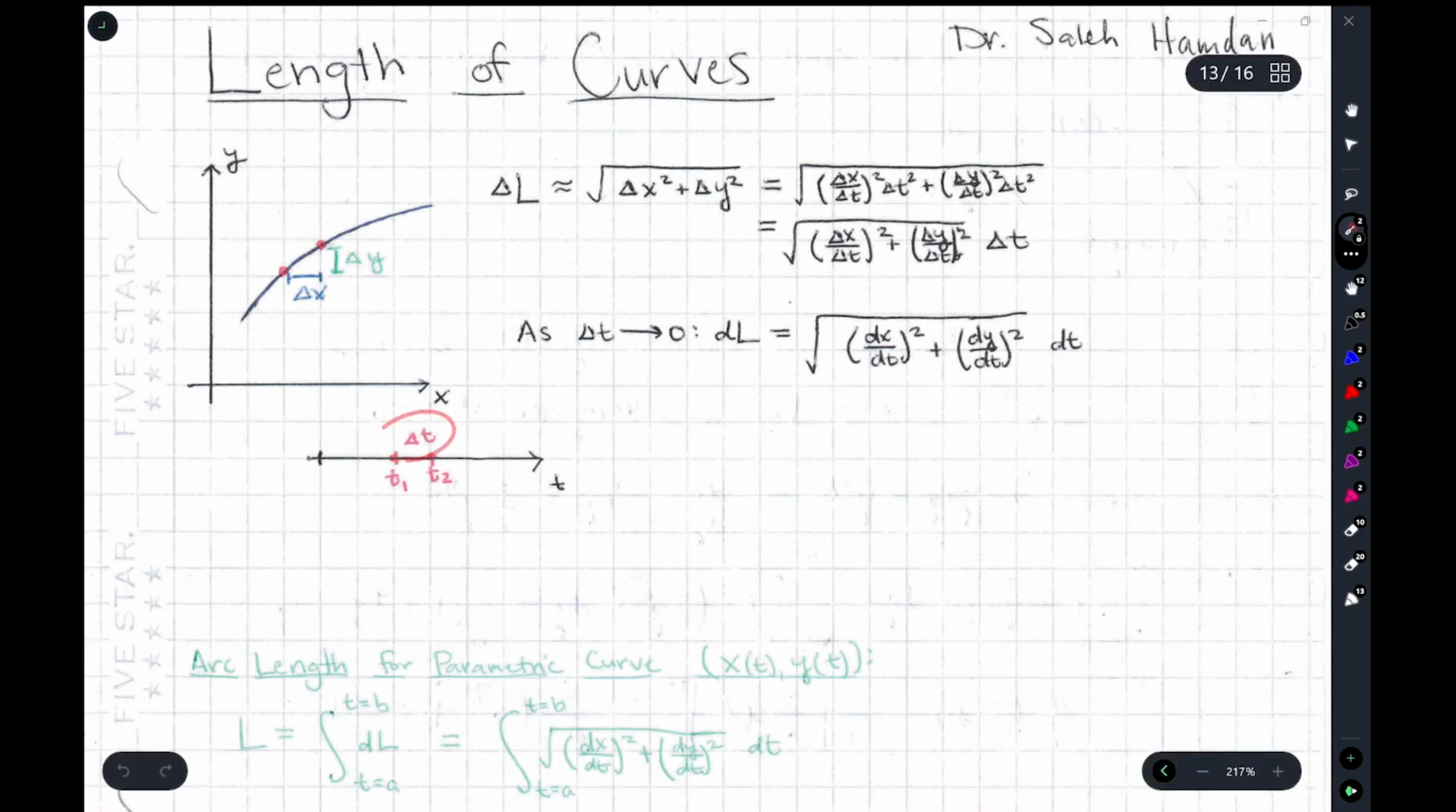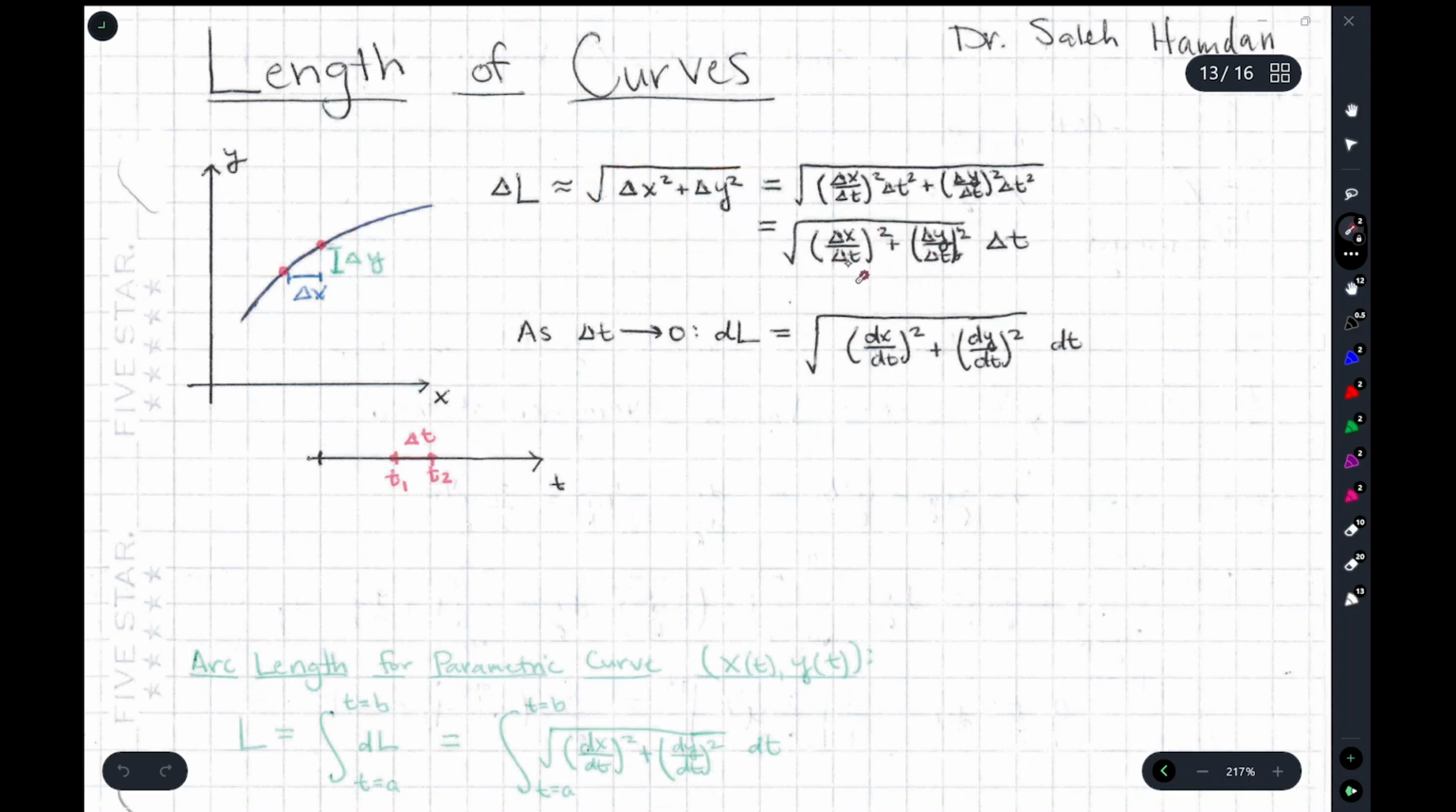Well, in that small time delta t, the particle moves to the right delta x and moves up delta y. So it's going around there, and we want the length of that small change, the length that it actually traveled, what the odometer would say. Well, that length is going to be approximated by a right triangle there. So you'll have the square root of delta x squared plus delta y squared.